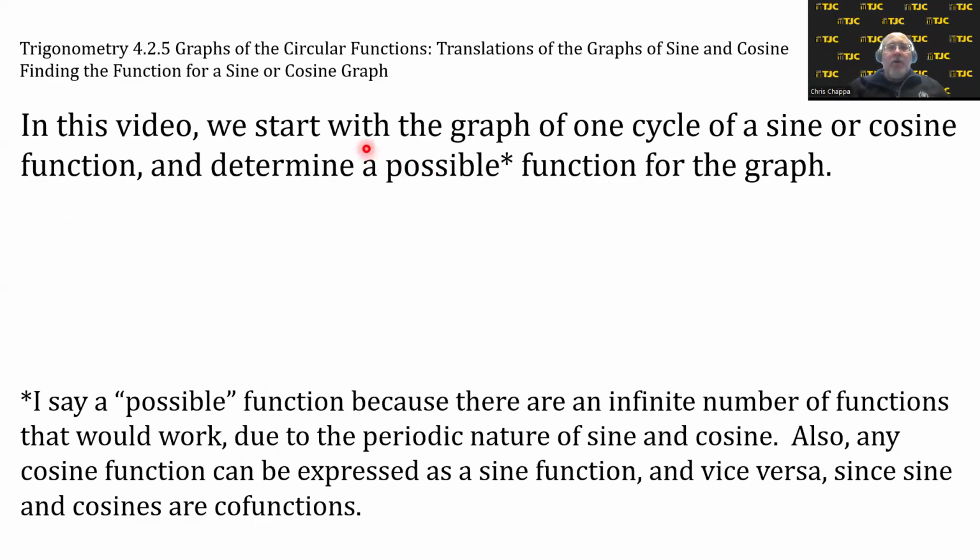In this video, we start with the graph of one cycle of a sine or cosine function and determine a possible function of the graph. I say possible function because there's an infinite number of them that would work. If you're curious about that, please read the footnote below.